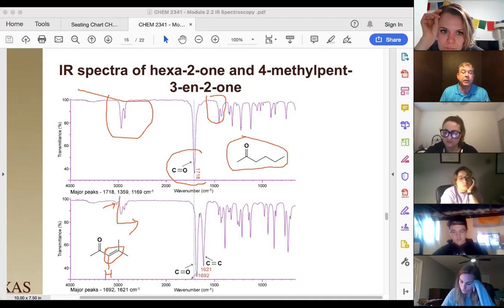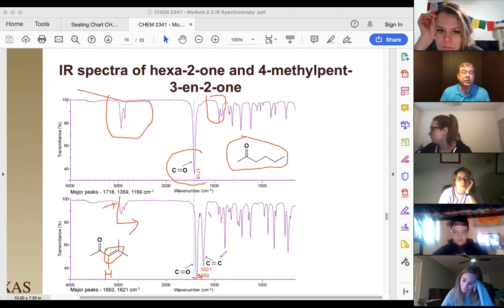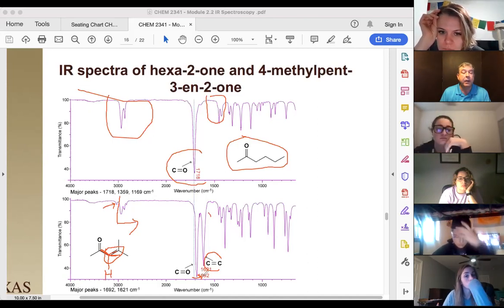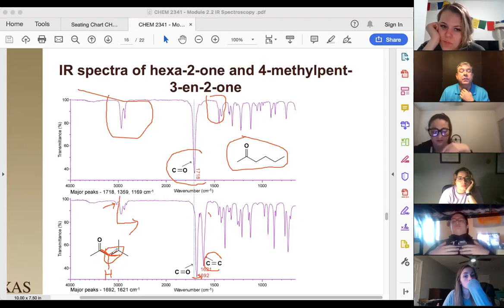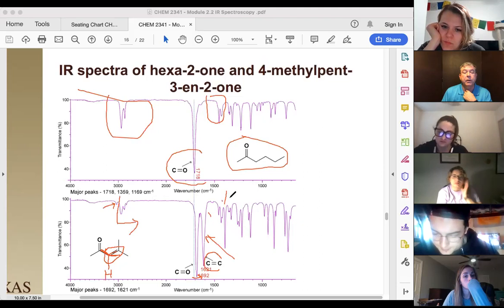But look what happened to our carbonyl. Our carbonyl shifted down, and we also see the presence of a new carbon-carbon bond. The reason it shifted down is that because we have a double bond next to it, we're actually pulling electron density away, giving it a place to have resonance, and it shifts down to just below 1700. So it's shifted down over 20 wave numbers just because it's in conjugation with that double bond. But the cool thing is we can also see our carbon-carbon double bond and our carbon-carbon single bond.